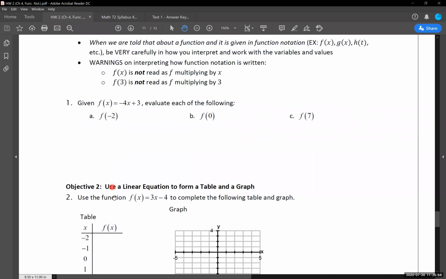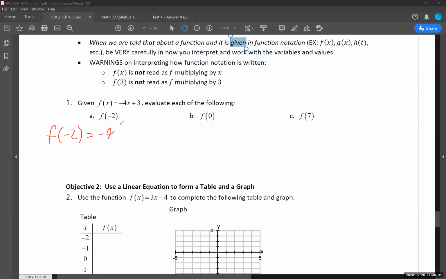So writing this out for ourselves, if we were going to solve this, wherever an x shows up in this problem, I'm substituting in negative 2. And then I'm solving this, nothing special. I have negative 4 times negative 2, which gives me 8, plus 3, which is 11.